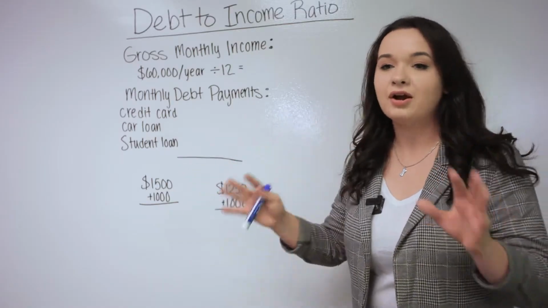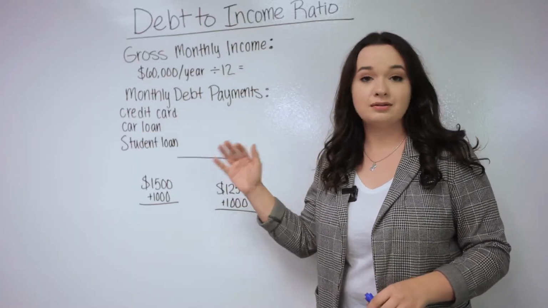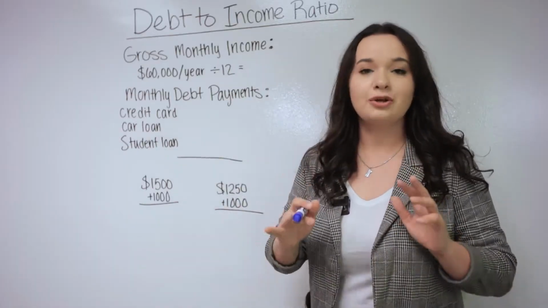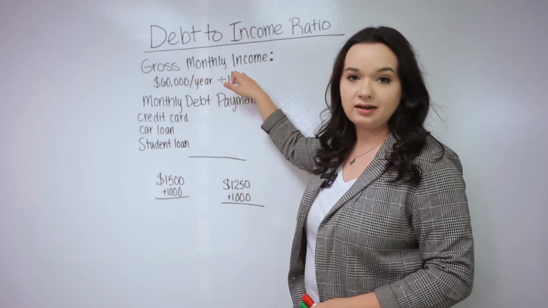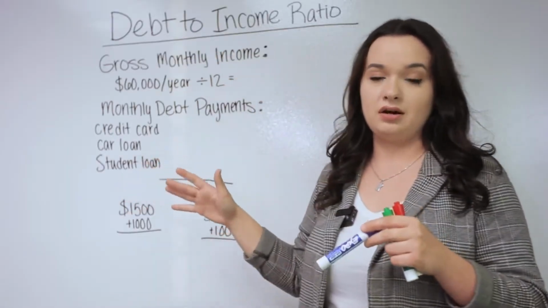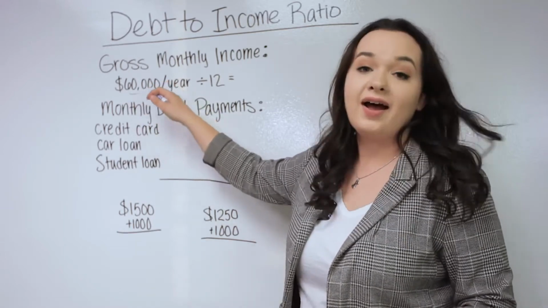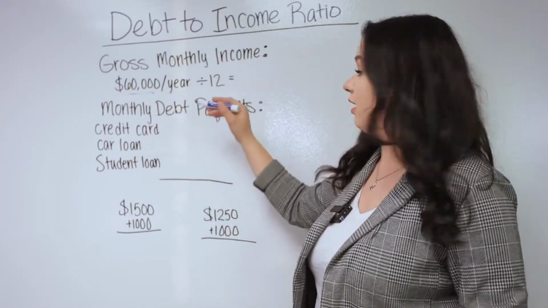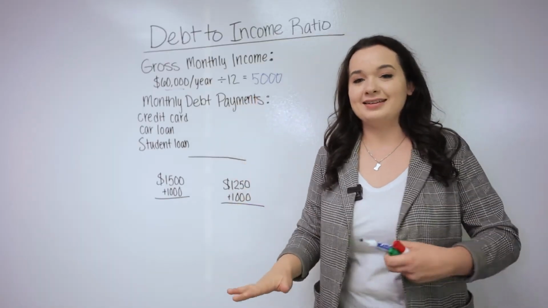In the simplest bare bones terms, DTI is your monthly debt payments that you're responsible for divided by your monthly gross income. So let me show you how easy it is to calculate. First thing you're going to want to look at is your gross monthly income. How you find this is your pre-tax income for the year. So as you can see in this example, I've used $60,000 a year. To find the gross monthly income, we're going to divide that by 12, and that will give us $5,000.